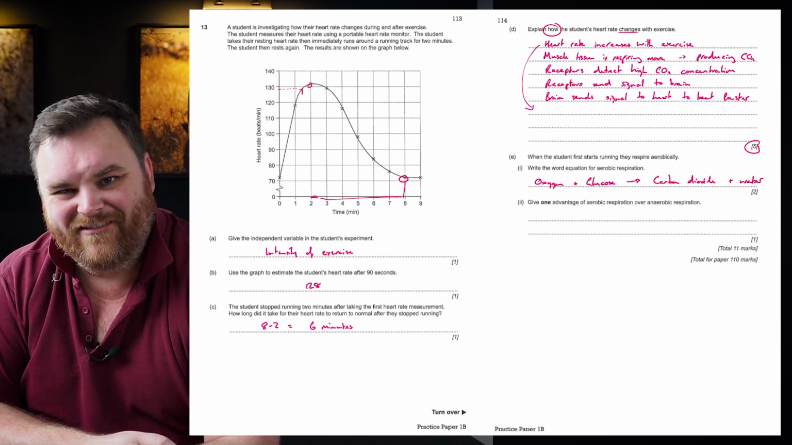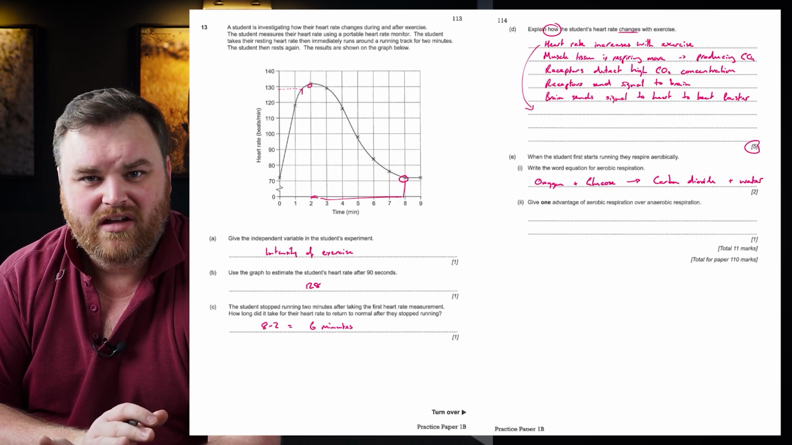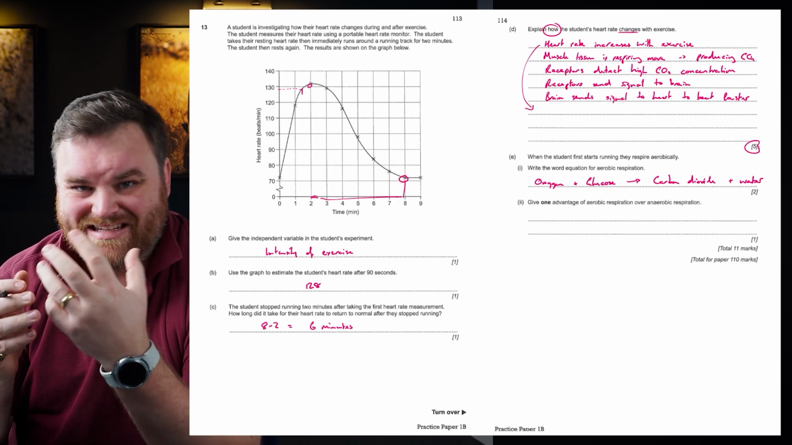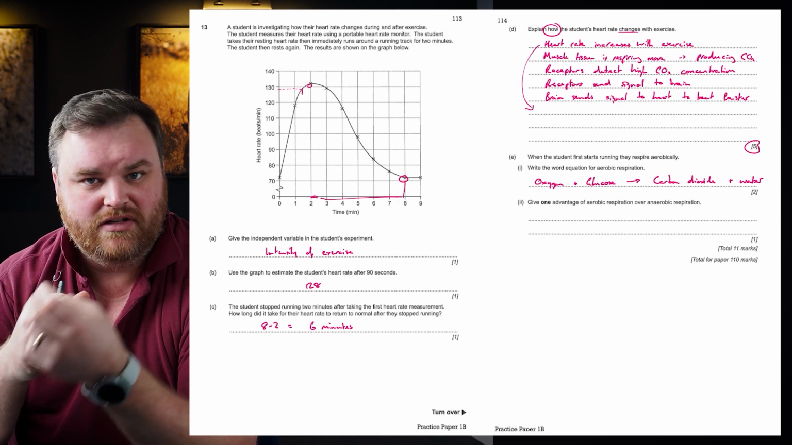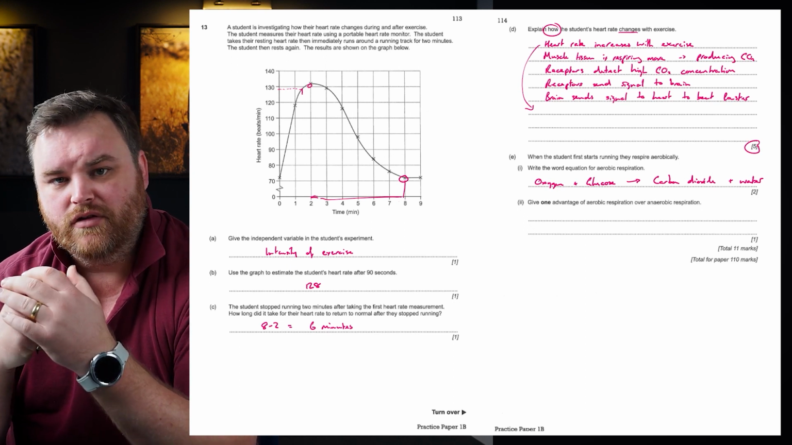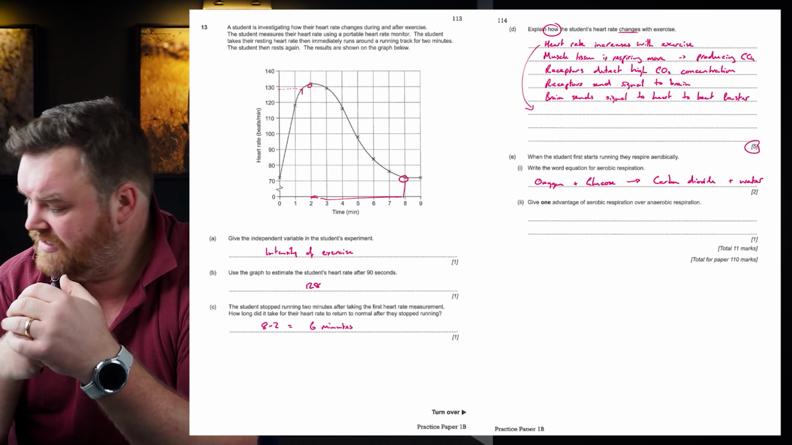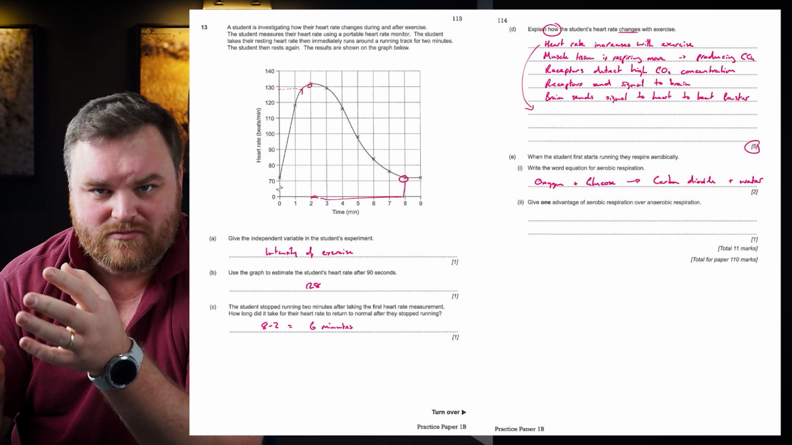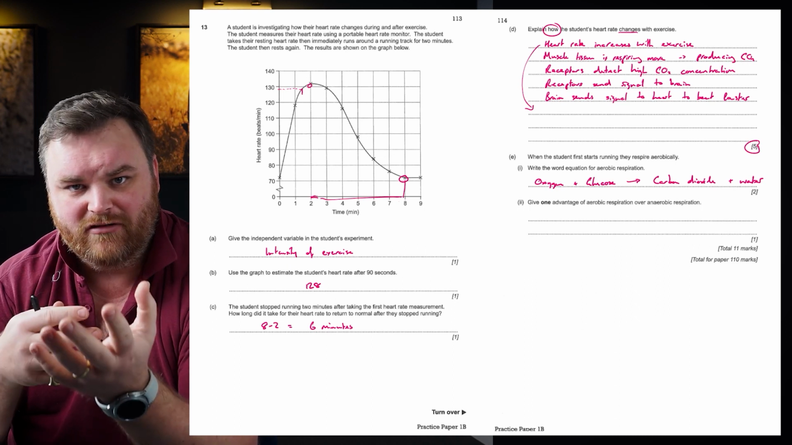And one advantage of aerobic respiration versus anaerobic respiration, there's a couple you could go with here. The biggest one is that you produce more ATP. So every molecule of glucose in anaerobic respiration gives you 2 ATP. Every molecule of glucose in aerobic respiration gives you between 36 and 38. So it's around 20 times more efficient to respire aerobically than anaerobically.